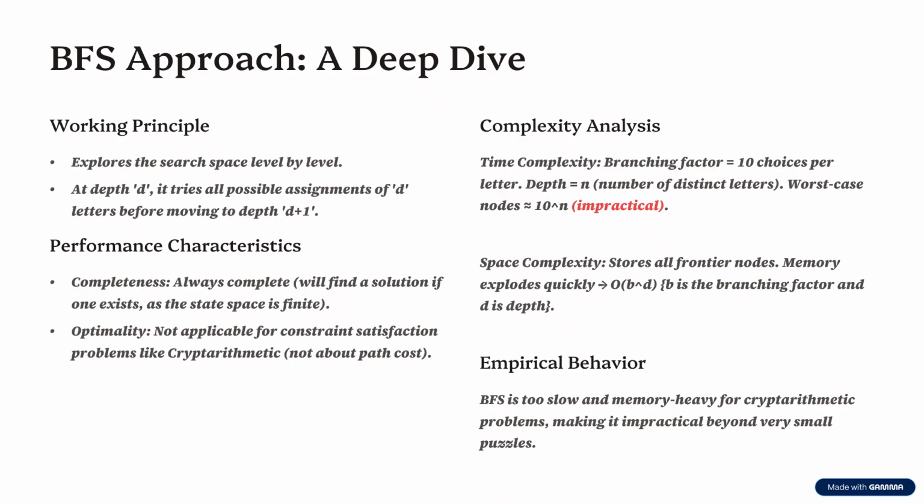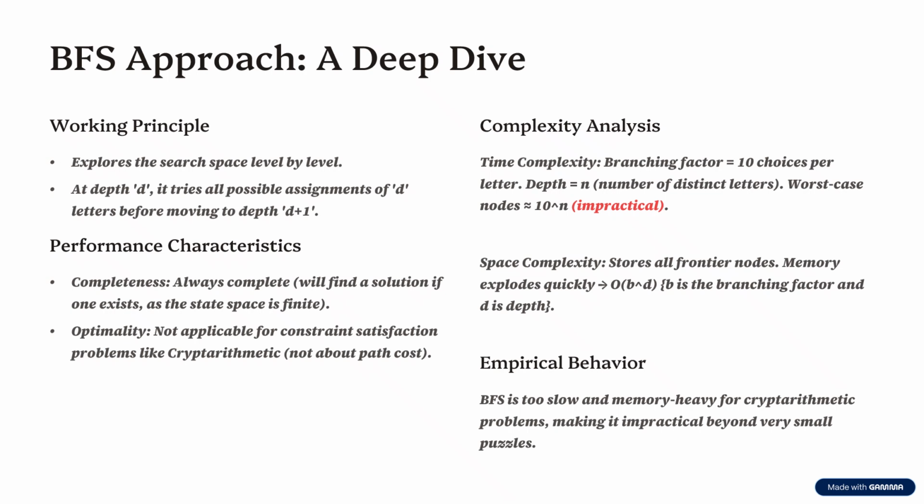Now let's see the complexity analysis. We'll first start with the time complexity. Branching factor equals 10 choices per letter. So if there are n letters, there are 10 choices for each letter at the initial state. For n letters, the depth will be n. So the worst case will be 10 to the power n, which is obviously impractical.